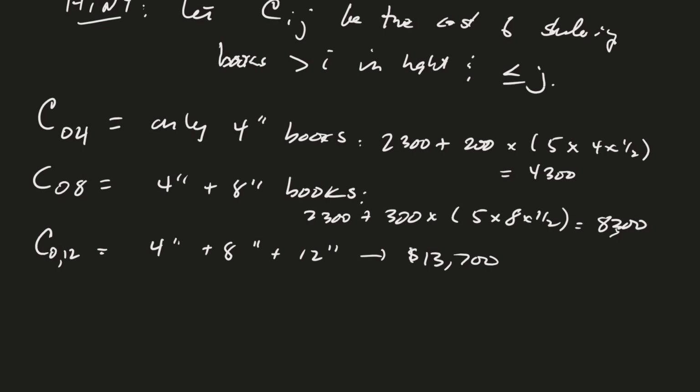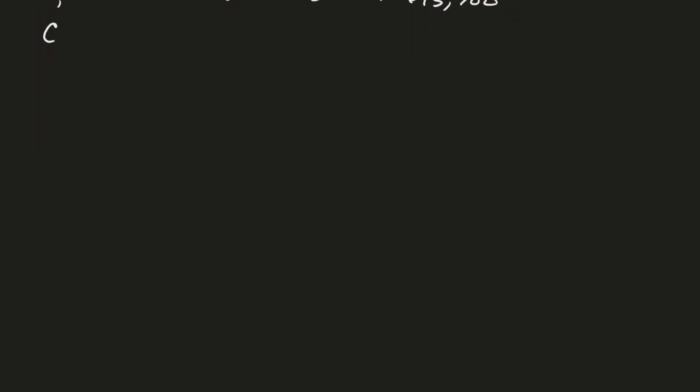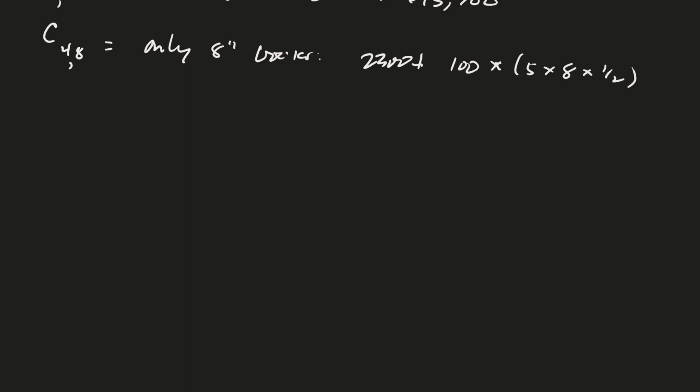Okay, so similarly, what are some other values? How about C48? What would that be? Well, C48 is the cost of shelving books that are bigger than 4, less than or equal to 8. So that's only 8-inch books, right? And so for that, we'll have 2,300 plus 100 times 5 times our 8 inches times 1/2. Good. And so that number is 4,300. And I will let you think about these other ones. C412 is going to be 7,700. And C812 will be 4,700.